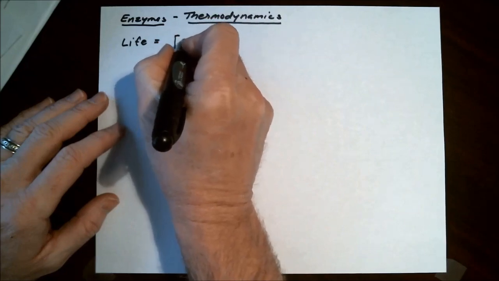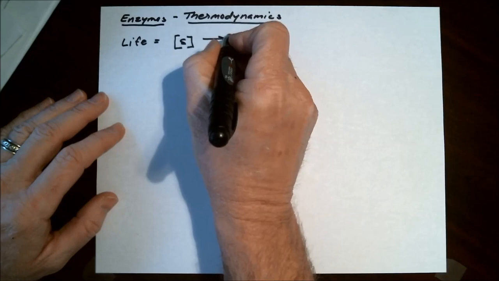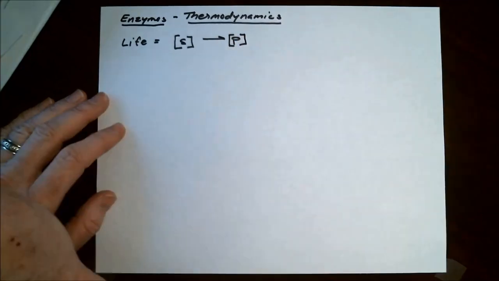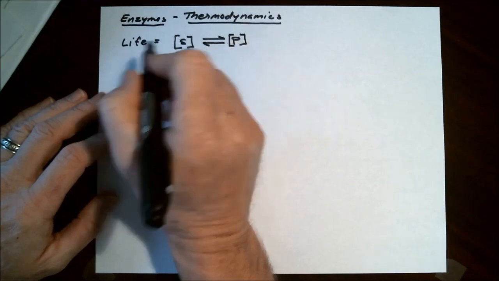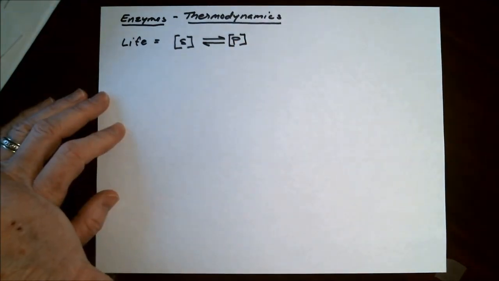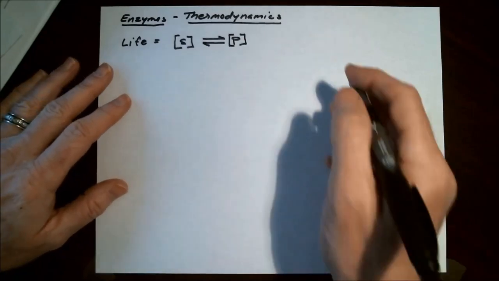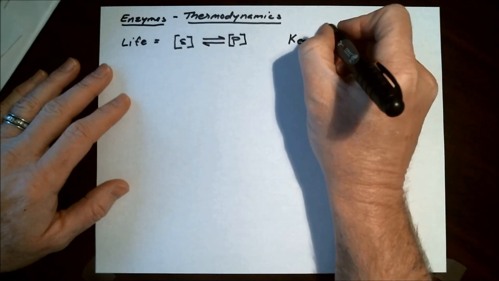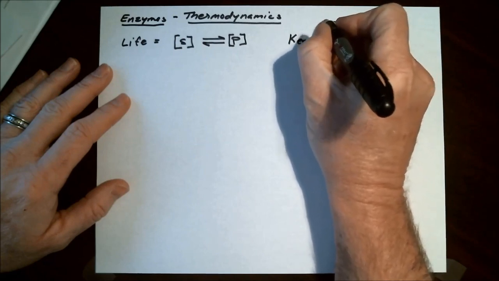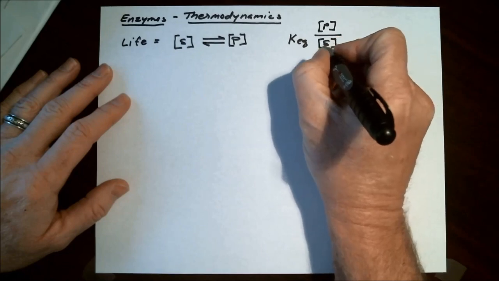We're talking about substrates becoming products. Now recall that this reaction is reversible, and because it's reversible, it can go either way, and we can determine an equilibrium constant for this reaction.